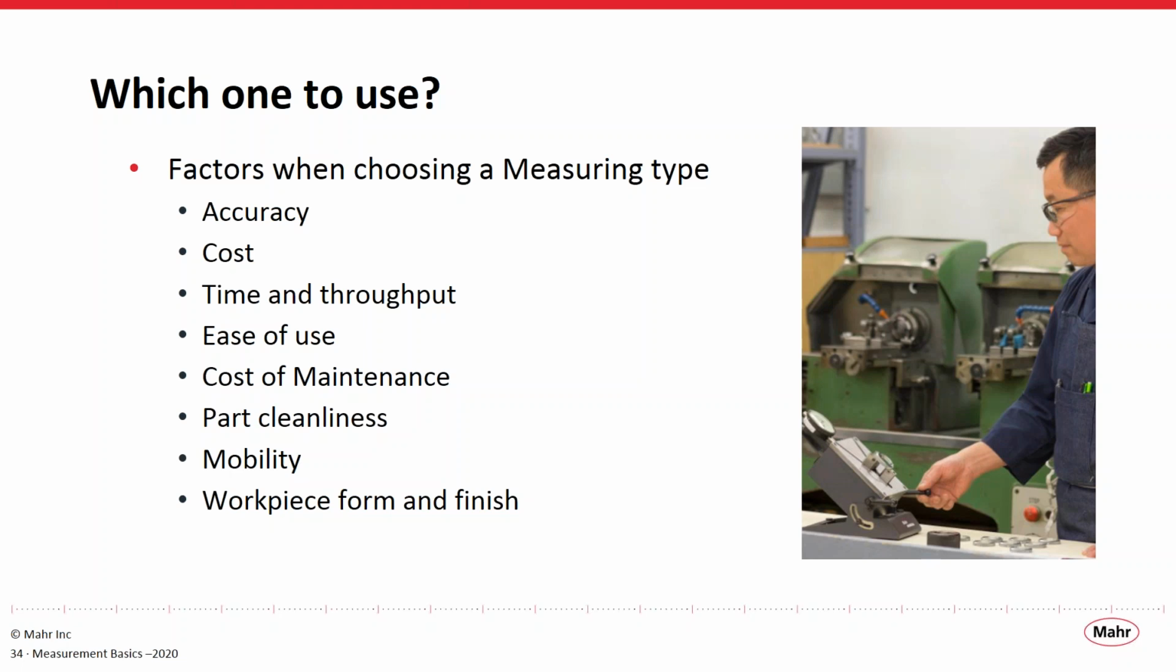Is there any maintenance costs we have to worry about? Is the part going to be clean when we make the measurement? Do we want a portable or a bench type of gauging system? And of course, for tight tolerances, the workpiece form and finish is very critical. So those are all things that have to be considered when we're going to start making a gauging solution.